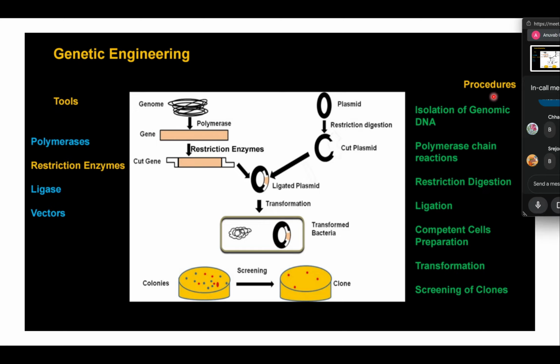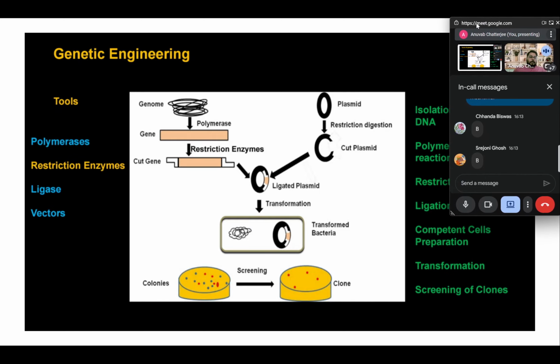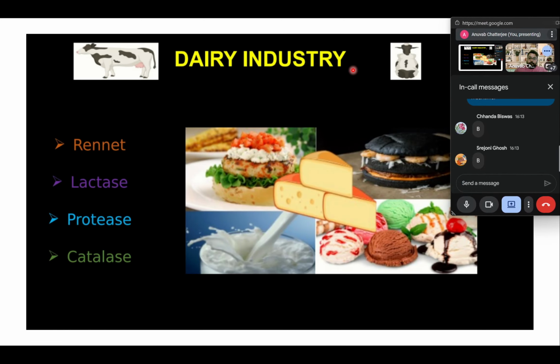And the procedures we have also dealt with: how we isolate genomic DNA, we do PCRs, we do restriction digestion, and ligation, which is this step. We use competent cells for transformation, do the transformation, and then screen using various different techniques. So we have passed all these steps, and now you have the particular gene of interest that you want to express and then make protein out of.